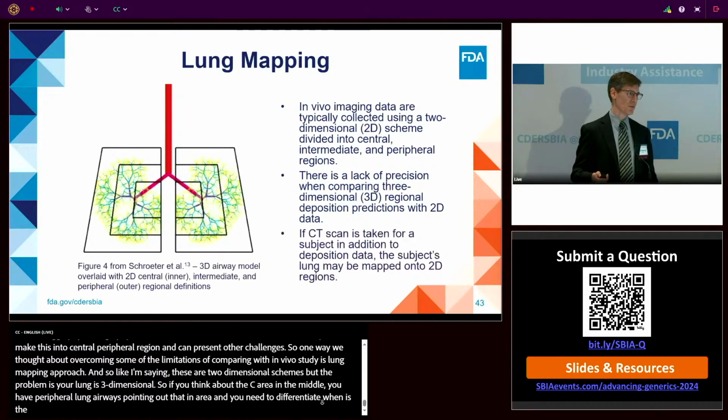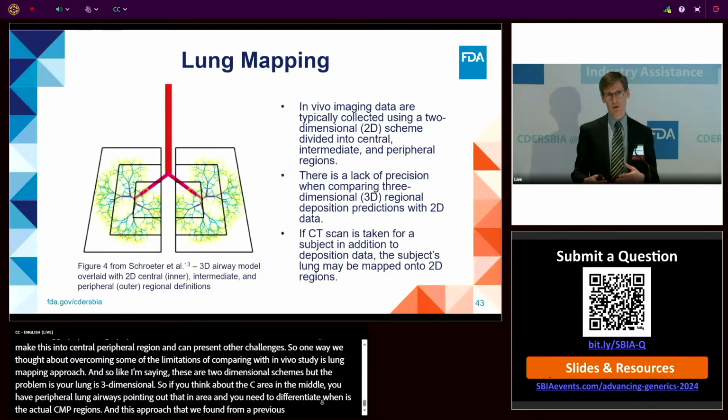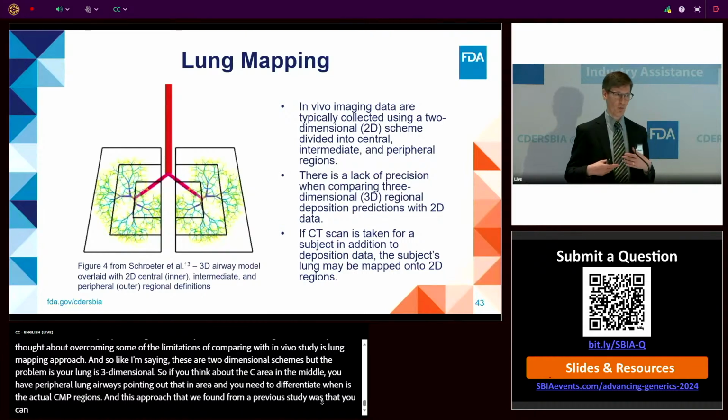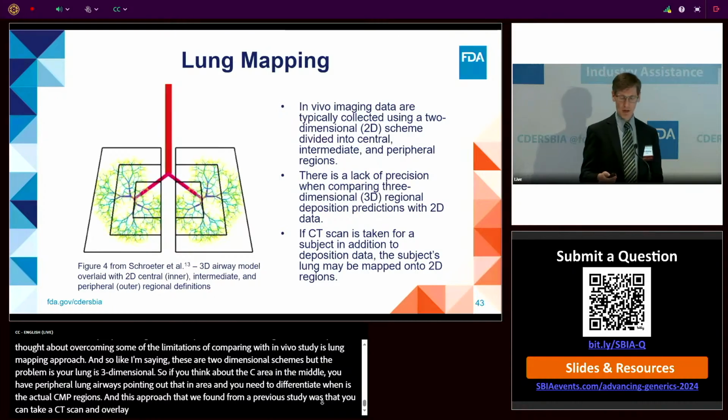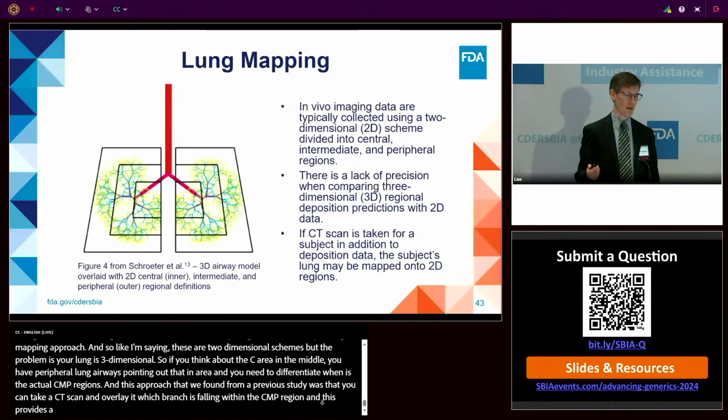And this approach that we've found from a previous study was that you can take a CT scan and then overlay it on the 2D image and figure out what percentage of each branch level is falling within the CMP regions. And we think that this provides a more precise way of comparing predictions with the in vivo data.